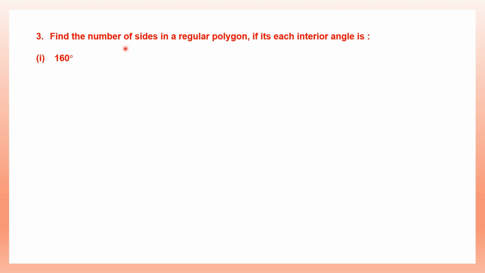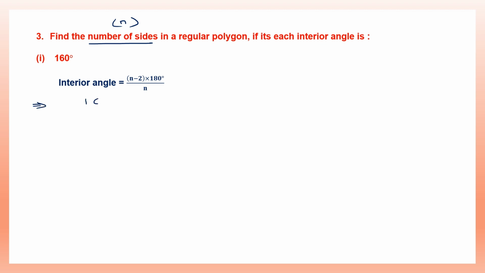Question 3. Find the number of sides in a regular polygon if each interior angle is 160. So this time the interior angle is given, so you must use that formula. Okay, and the formula is this. Interior angle is (n minus 2) into 180 by n, where n is the number of sides. So remember, n is the number of sides. So let's find the number of sides when the interior angle is given. For the first one, it's given to us. It is 160. So let's substitute that and write.